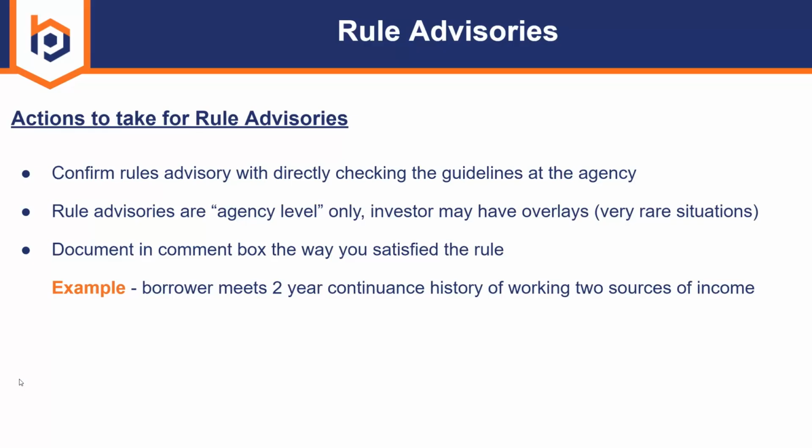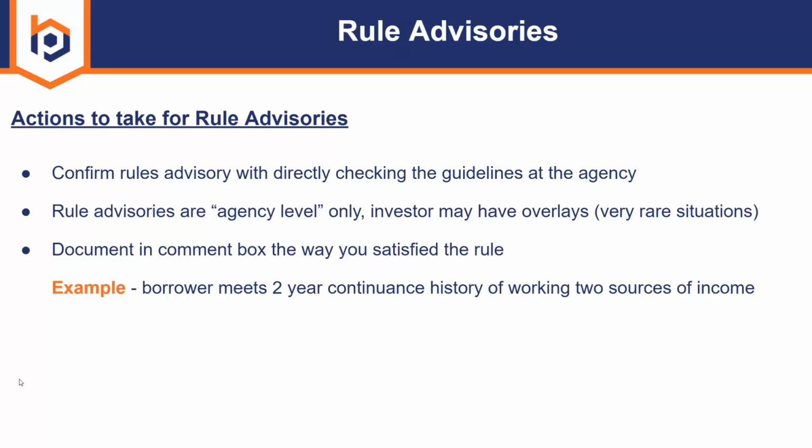Now, these are agency level only. Your investor may have overlays. Now, that is very rare. They typically leave math alone, even if they're a non-QM or not using the agency rules directly. They may reduce documentation or something, but typically not mess with the math.